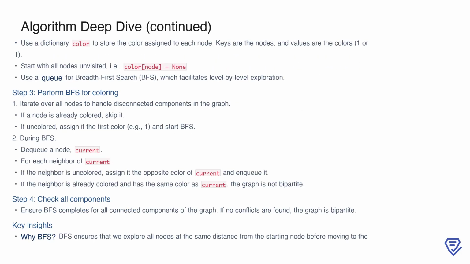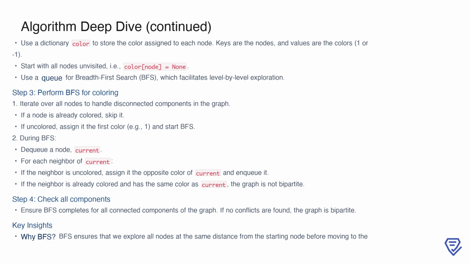Next, we set up the data structures needed for the algorithm. First, we use a dictionary called color to keep track of the color assigned to each node. The keys in this dictionary represent the nodes, and the values are either 1 or -1, representing the two colors. Initially, all nodes are unvisited, so we set their colors to None.